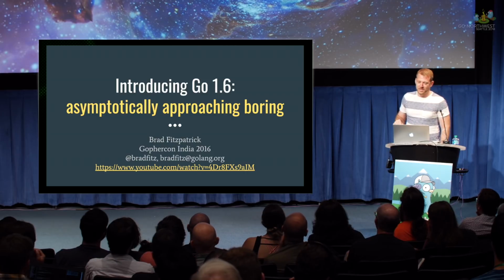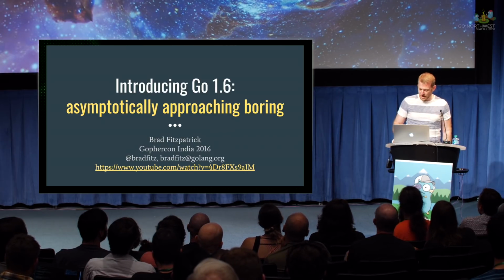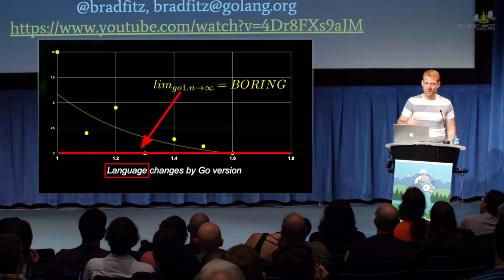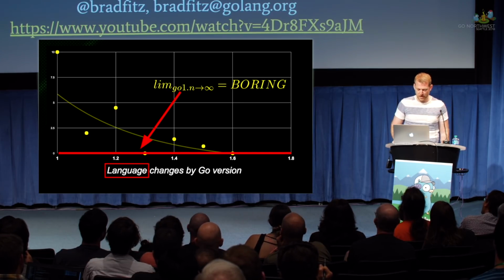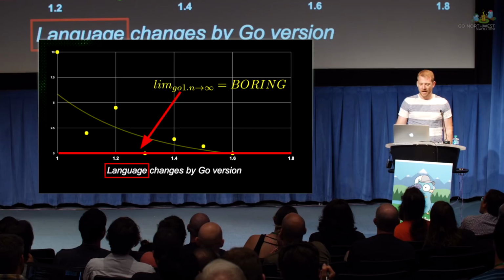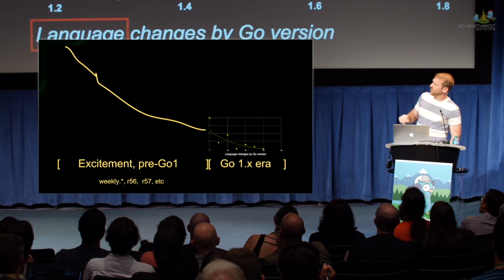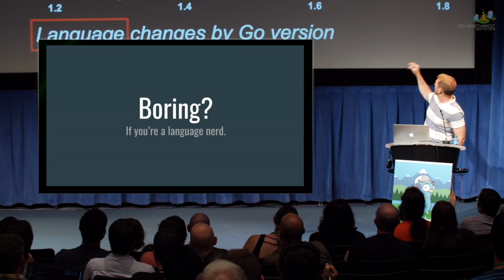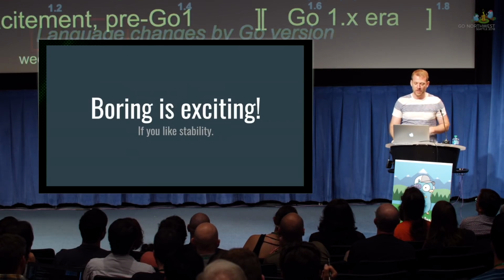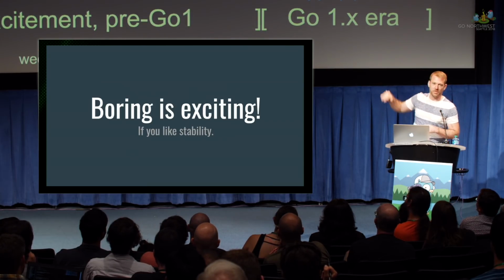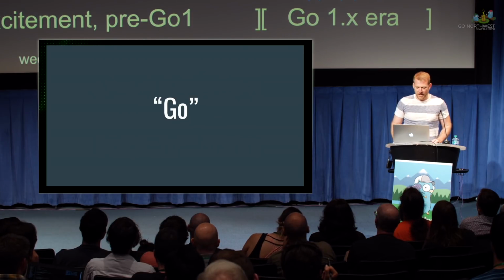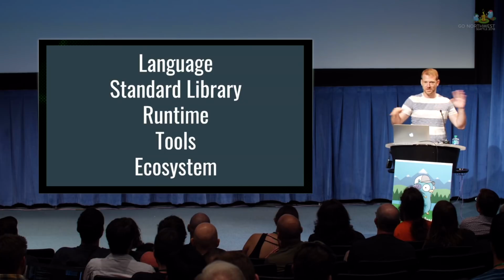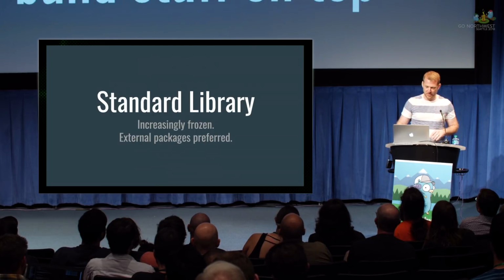So let me teleport back to 2016. About 2.5 years ago, I gave a talk at GopherCon India introducing Go 1.6, and the talk was subtitled "Asymptotically Approaching Boring." And I had this really scientific graph about the number of language changes per release from Go 1 to 1.1, 1.2, 1.6. And it's kind of going down, and I showed that all the excitement was before Go 1, before 2012. And so if you're a language nerd, this is really boring, but boring is exciting if you like stability and you like building stuff on top.